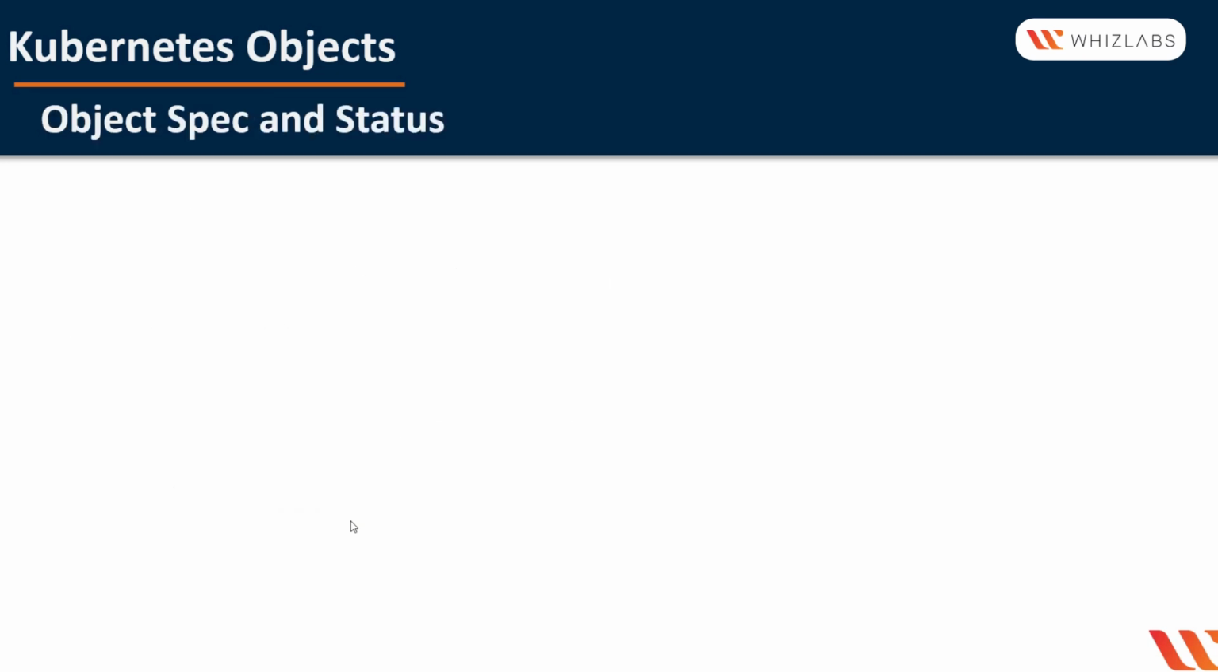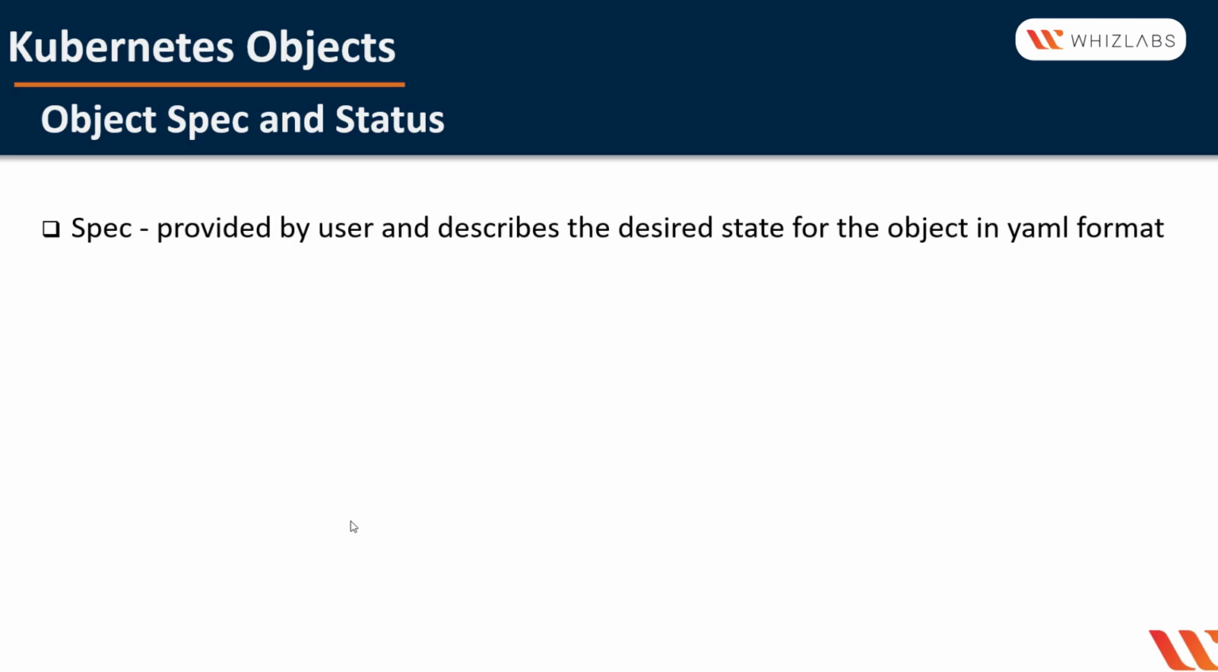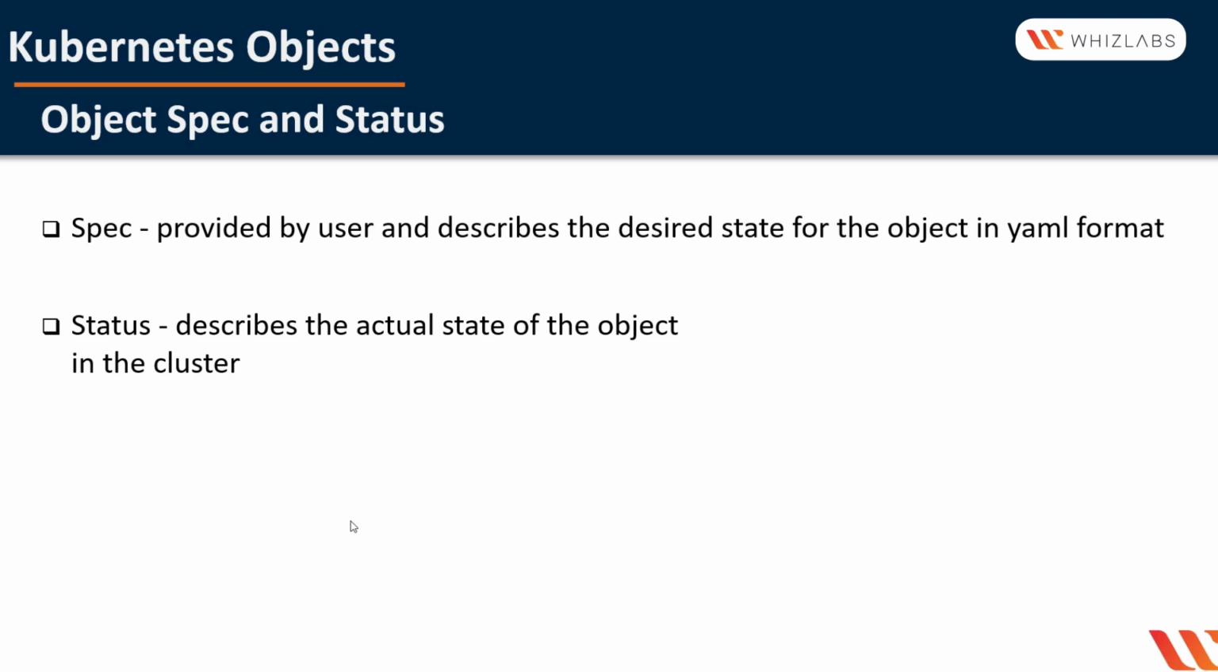Object spec and status. Kubernetes objects include two nested fields, the object spec and the object status. The object spec is provided by the user and describes the desired state for the object in a YAML format. The object status, on the other hand, describes the actual state of the object in the Kubernetes cluster.